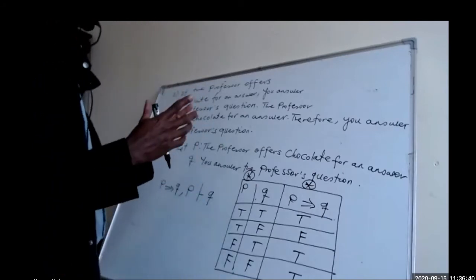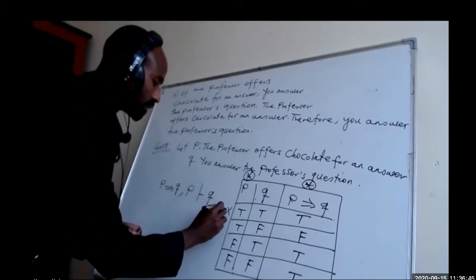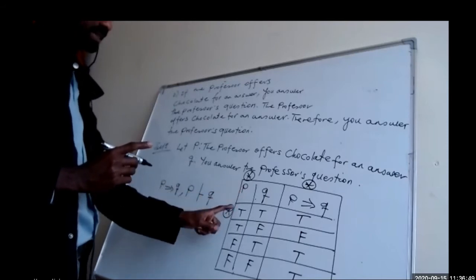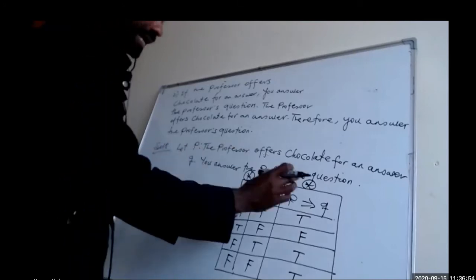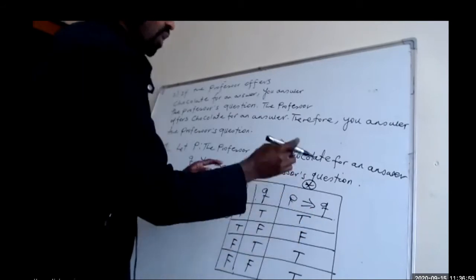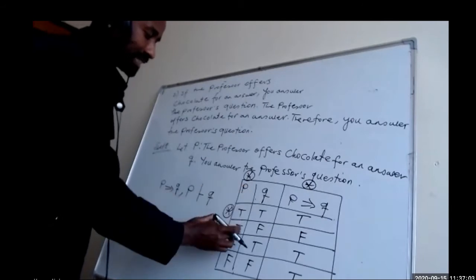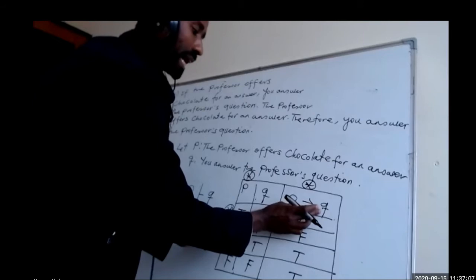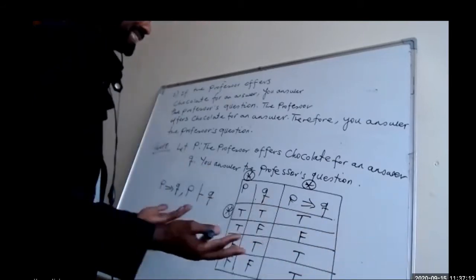But to identify in which row the definition of premises is satisfied, let us see. The premises always have truth value true. So only the first row, because in the first column the premise P has truth value true, and the premise P implies Q has truth value true. In the second row, P has truth value true, but P implies Q has no truth value true. Therefore, we shouldn't take the second row.